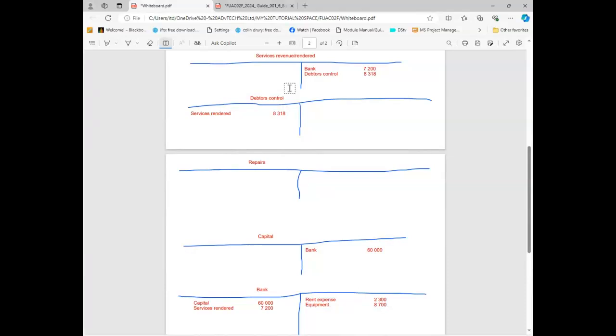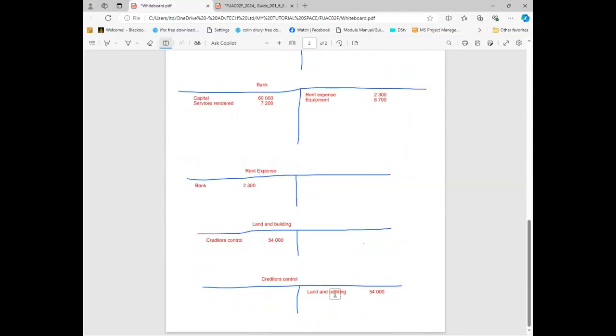Debit, sir. On the debit side, I'm gonna write creditors control. How much is it? 1,000. Yes, sir. It is 1,000. No problem. And we go to the creditors. On the credit side, we say repairs. And we've got 1,000.